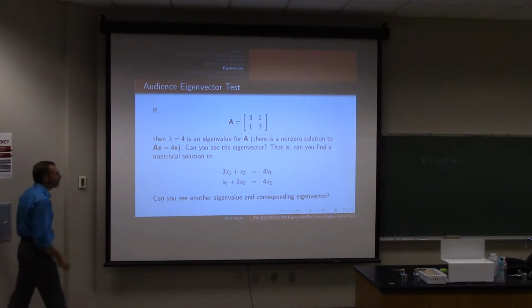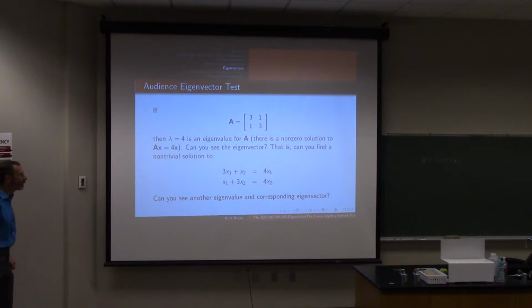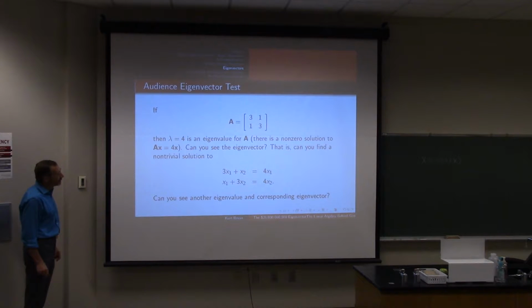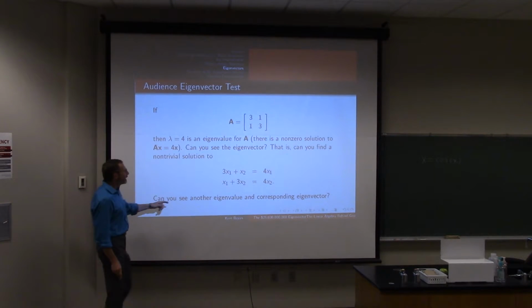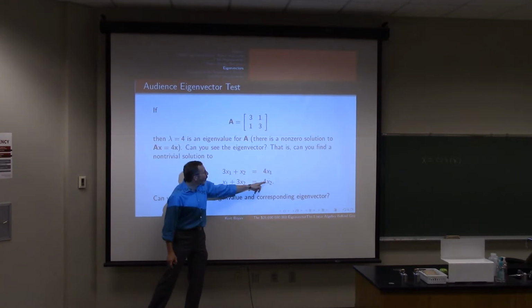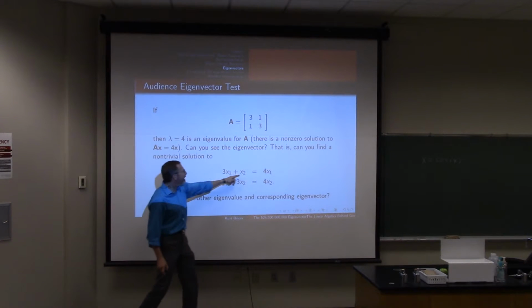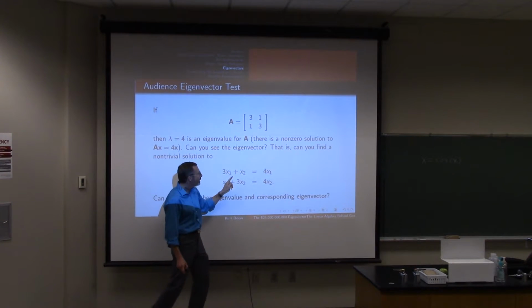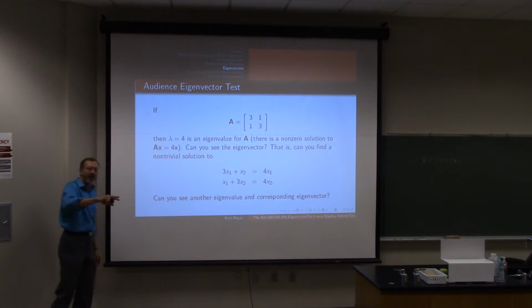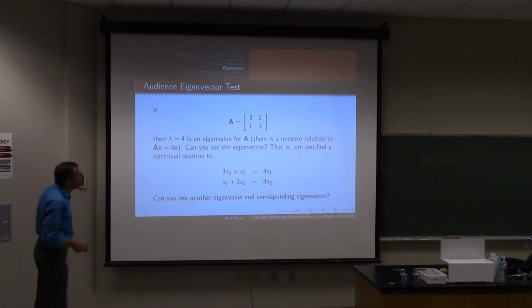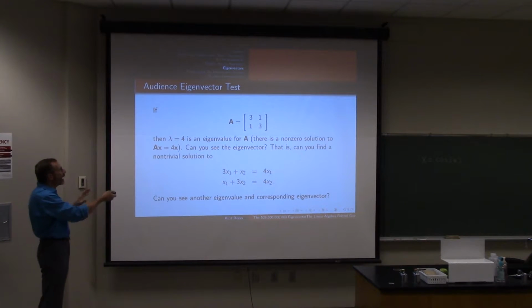There is actually another eigenvalue for that matrix and corresponding eigenvector, but it's not as easy to see. Actually, I forgot what it is. I think it's 2. If you replace the 4s by 2s, then 1, negative 1 is an eigenvector as well. You get a solution 3x1 plus x2 equals 2x1, x1 plus 3x2 equals 2x2. So 1 and negative 1 become an eigenvector with eigenvalue 2. Anyway, that's the notion of eigenvalues and eigenvectors.